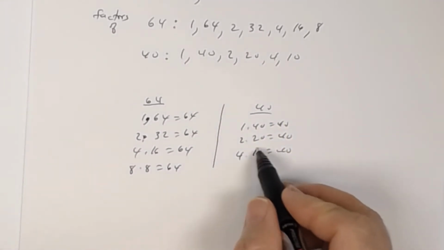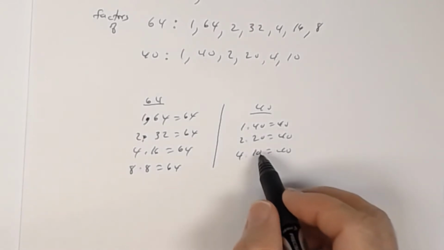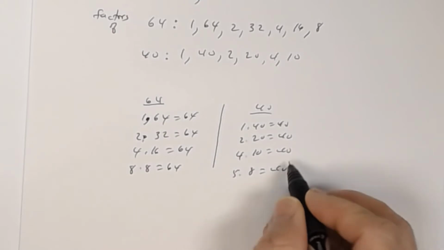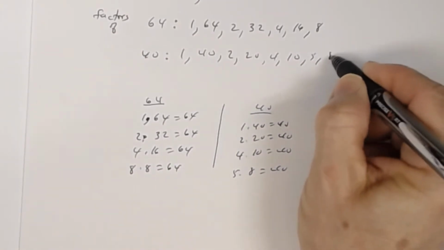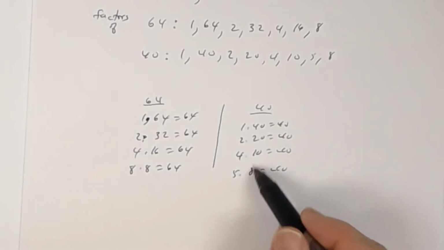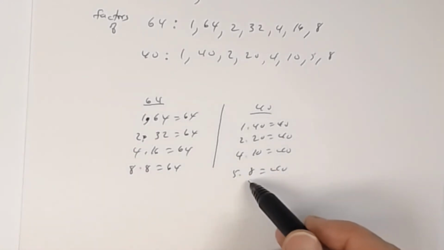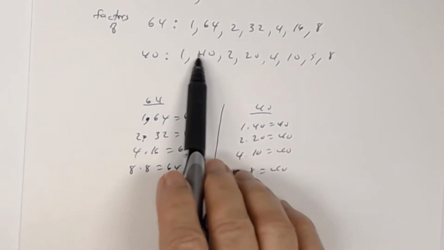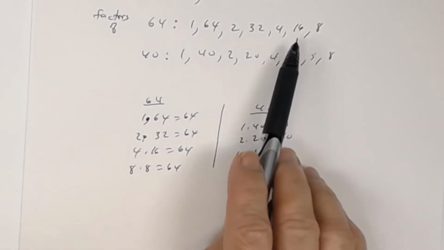And now notice the 10, notice the 20, notice the 40. Will 5 go into all of those? Sure it will. So 5 times 8 is also 40. So 5 is a factor and 8 is a factor. And I think we may have indicated all of them. And so if you look at all of your factors here, you want the one that they have in common.